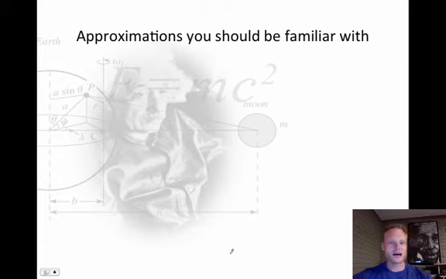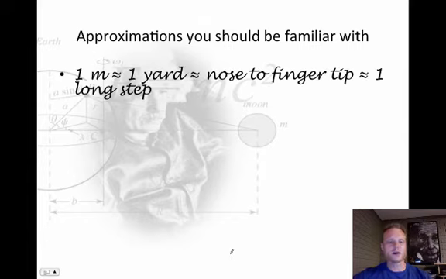Last but not least, I am a big fan of knowing approximations. And the reason why is because it helps you to know if you're on the right track with your answers. So for instance, 1 meter is about the equivalent of 1 yard. It's not exactly, but about the equivalent of 1 yard. And if you're wondering what is a meter or what is a yard, it's about the distance from your nose to your fingertip, or about 1 long step.